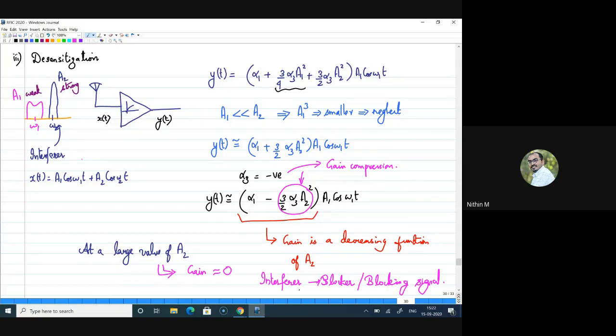So by making 3 by 2 alpha 3 a2 square equal to alpha 1, what it is fundamentally doing is reducing your gain to 0. That cannot be considered as a good thing, right? So I hope you understood, Akshay. Okay, yes, thank you.